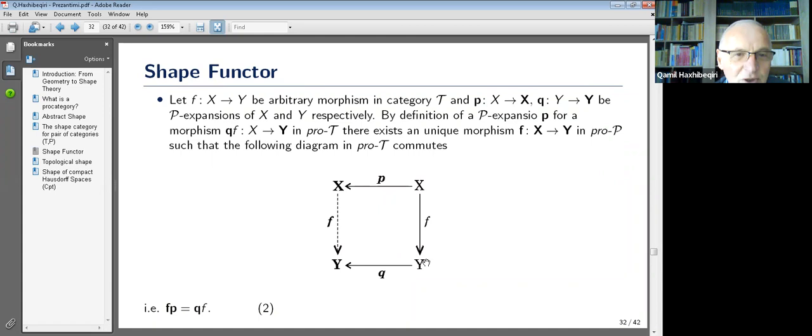Let F: X to Y be an arbitrary morphism in category T, and p: X to X and q: Y to Y be P-expansions of X and Y respectively. By definition of P-expansion, for this morphism F there exists a unique morphism such that this triangle here is commutative, by this arrow here being equal to qF, and we have fp equal to qF.